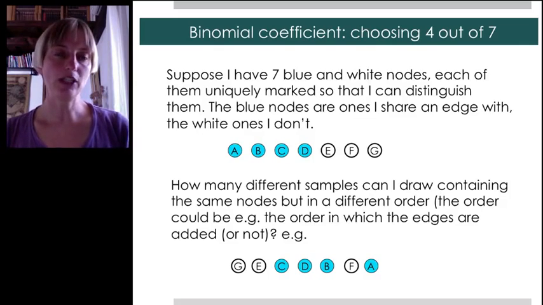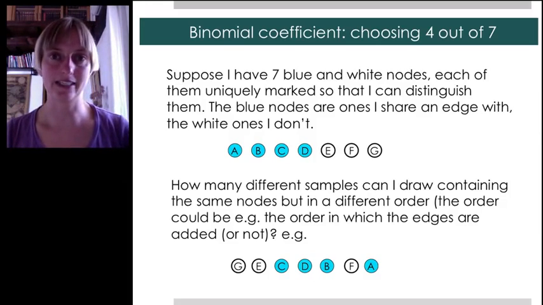Well, you can imagine first that you can uniquely identify all the nodes so that it matters whether A goes first, B goes second, or B goes first, A goes second, right?